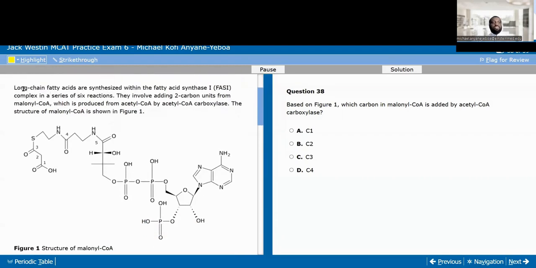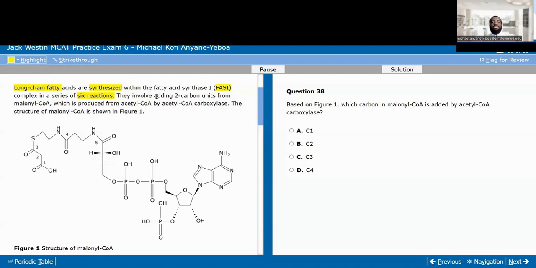Long chain fatty acids. That means they're going to give us more information about long chain fatty acids, right? Long chain fatty acids are synthesized within the fatty acid synthase 1 complex in a series of 6 reactions. So they are synthesized within FAS I. Now, let me highlight synthesized. So long chain fatty acids are synthesized in FAS I in 6 reactions. That's enough. I don't have to highlight the rest. Yes, they may be important, but this gives me the snapshot I need.